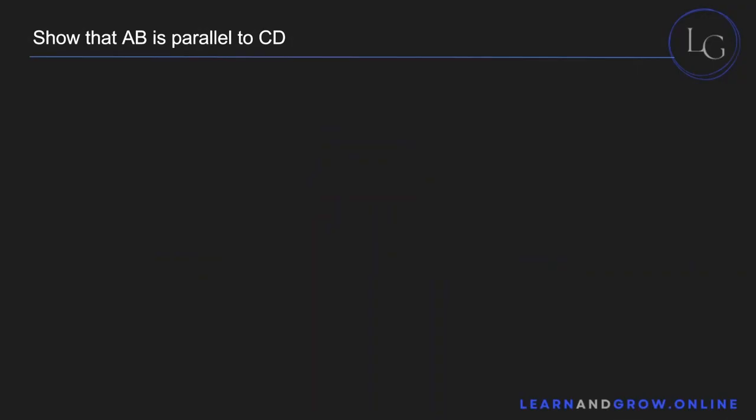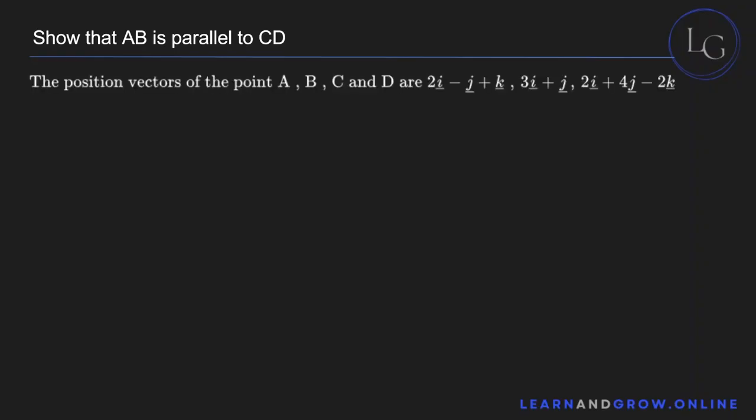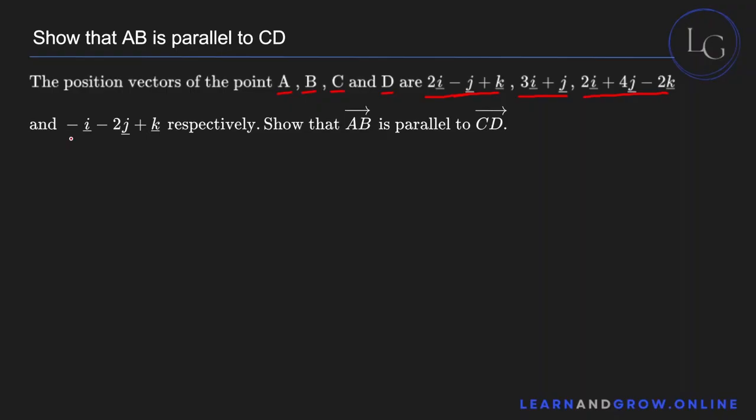Now, we need to show that the line, the vector AB, is parallel to the vector CD. So we have the positions of the points A, B, C, and D. The position vector of A is 2i minus j plus k. The position vector of B is 3i plus j. The position vector of C is 2i plus 4j minus 2k. And the position vector of D is minus i plus minus 2j plus k. So we need to show that the vector AB is parallel to the vector CD.